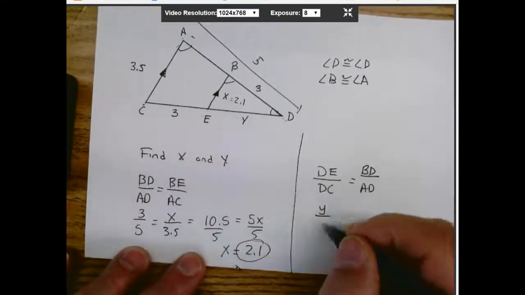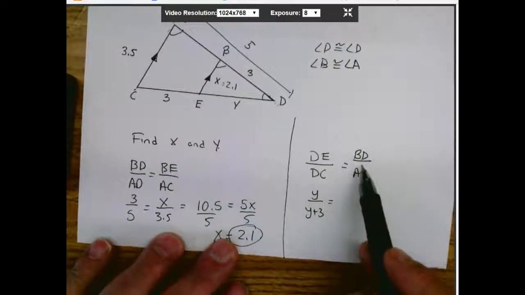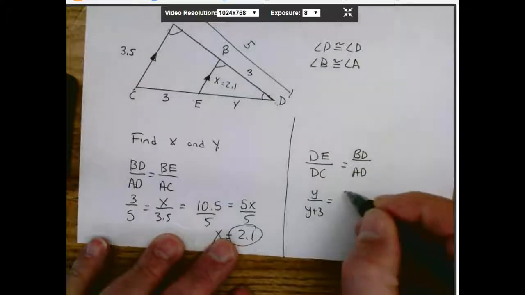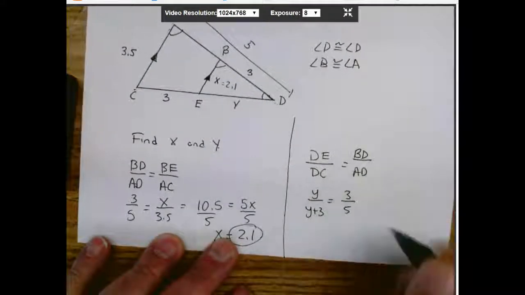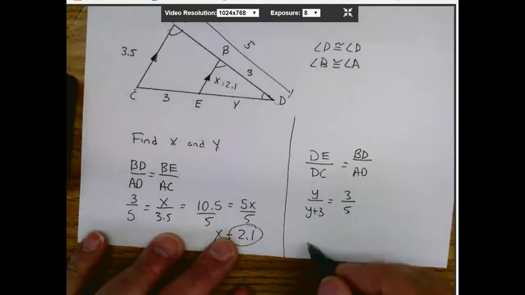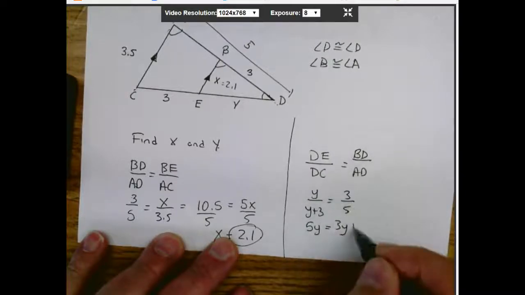DC is y plus 3. Don't let that scare you. It's not going to be too bad. And then BD is 3, and AD is 5. So then we do our stuff. 5 times y is 5y. This is going to be 3y plus 9.